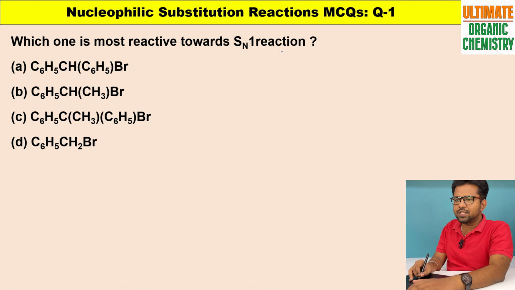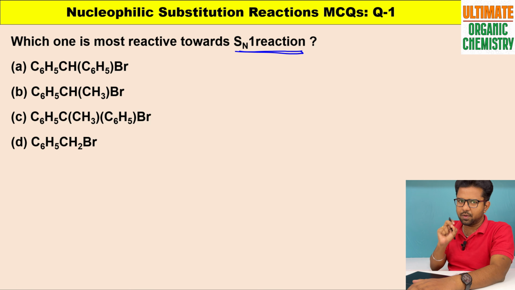Question number 1. Which is the most reactive towards SN1 reaction? They have asked about the SN1 reaction. So you know that in SN1 reaction, the rate determining step is formation of carbocation. So if you want to know the reactivity of a molecule, you need to know which carbocation is more stable. From that only we need to find out which is the more reactive alkyl halide. So for that reason, we need to draw the carbocation of all the 4 species.